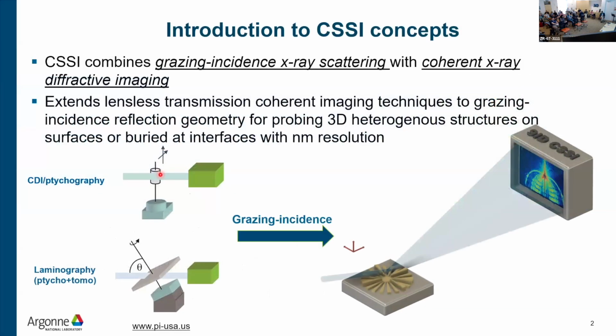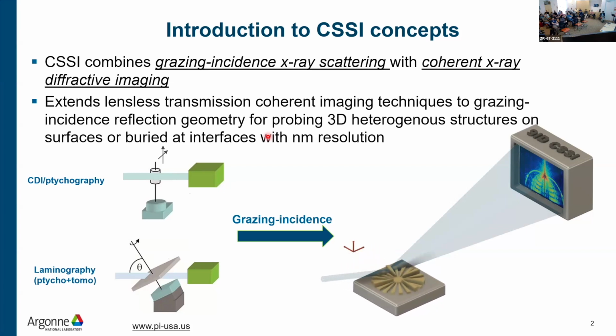Before I go to the technical details, I want to share some fundamental concepts about the CSSI. CSSI actually is not a single technique. It's basically a group of techniques that takes advantage of two methods: grazing incidence X-ray scattering and coherent X-ray diffraction imaging. It's basically nothing else than extending the transmission coherent imaging techniques to the grazing incidence geometry. So you can do ptychography and CDI, coherent imaging methods, from the surface. Hopefully, we can construct three-dimensional heterogeneous structures on the surface or embedded underneath the surface or in thin films.